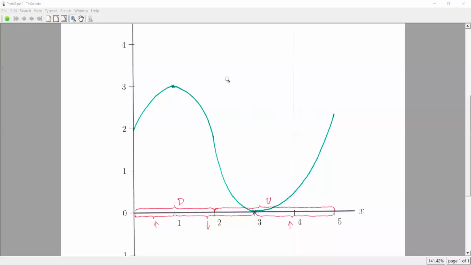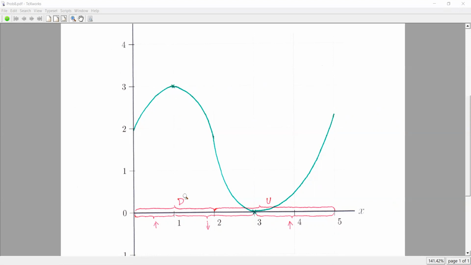I sketch the graph piece by piece. The first piece is from 0 to 1. Over this interval 0 to 1, the graph is increasing and concave down and passes through this point. So the graph on this interval looks like this curve, increasing, concave down, and through this point.